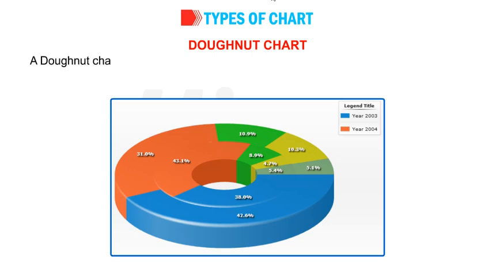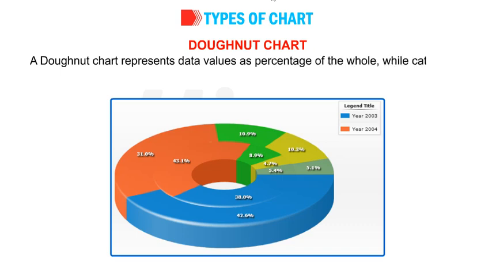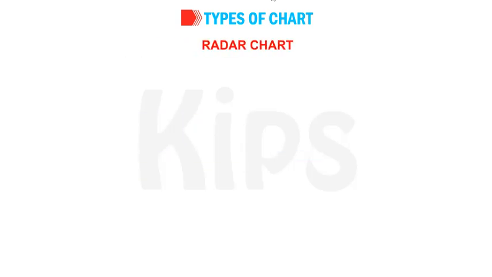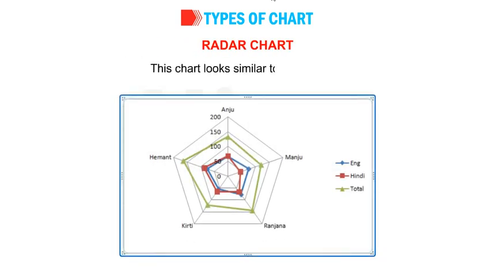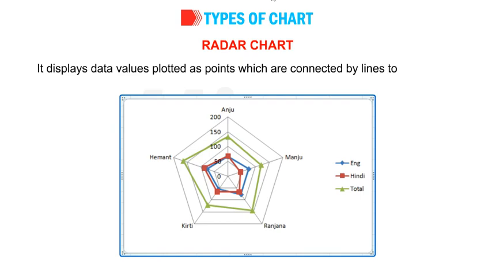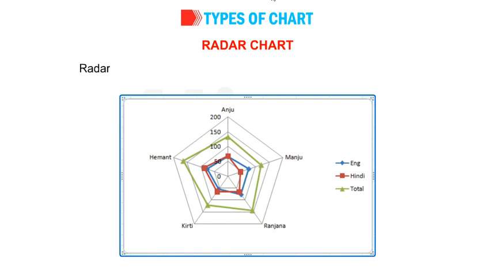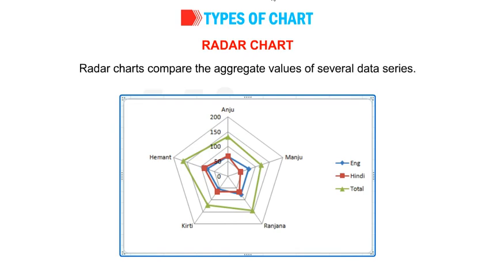A donut chart represents data values as percentage of the whole, while categories are represented by slices of same color. Radar chart. This chart looks similar to a spider net. It displays data values plotted as points which are connected by lines to form a grid. Radar charts compare the aggregate values of several data series.